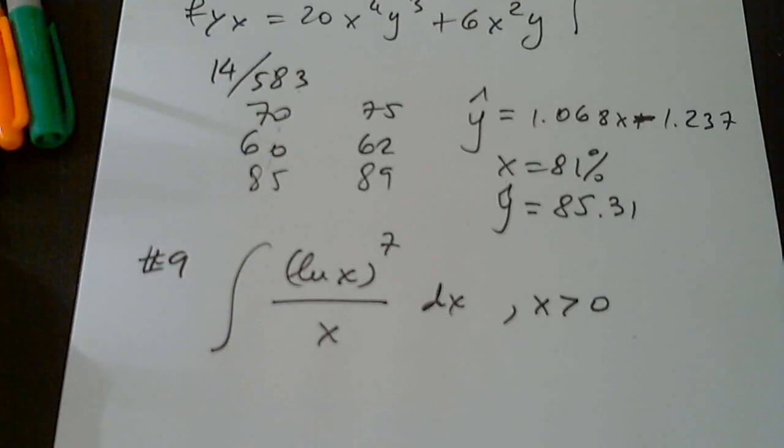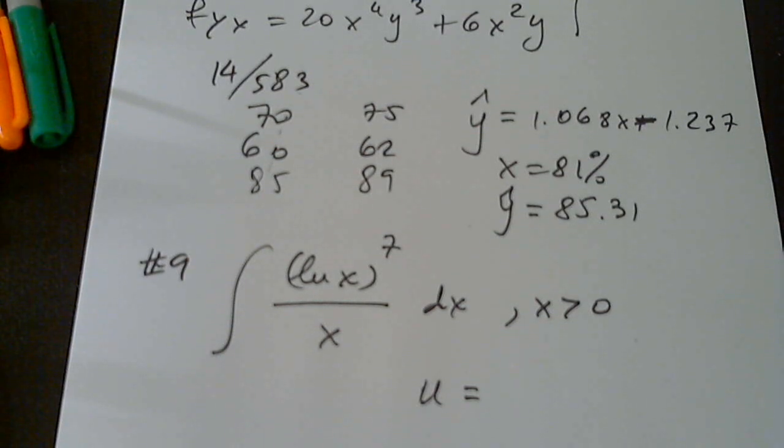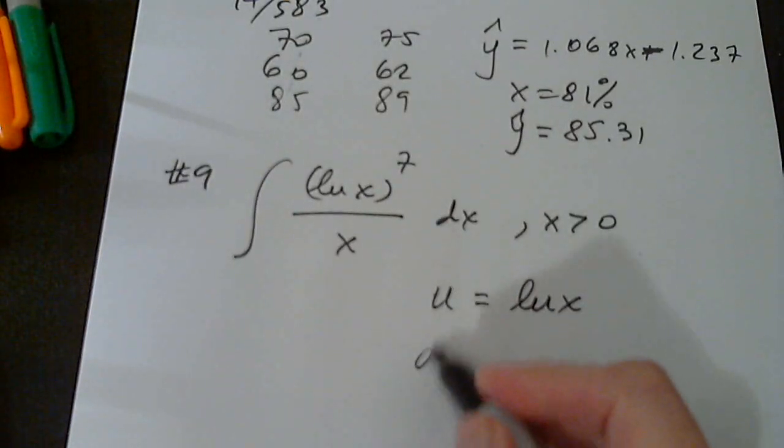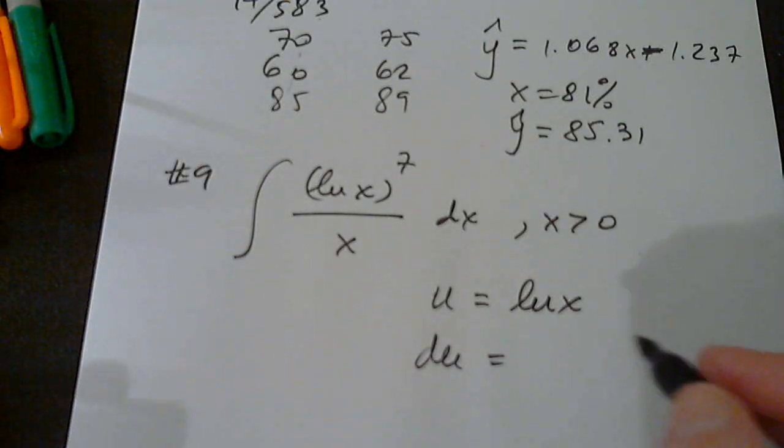Any idea? Let u be ln x. Very good, because du is, very good. What is du equal to? Would that be 1 over x?